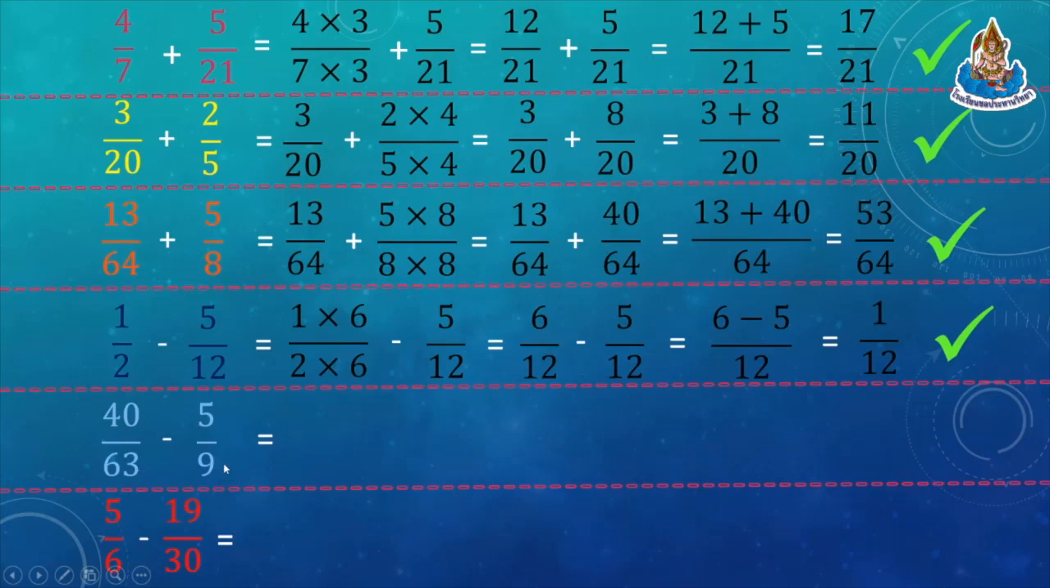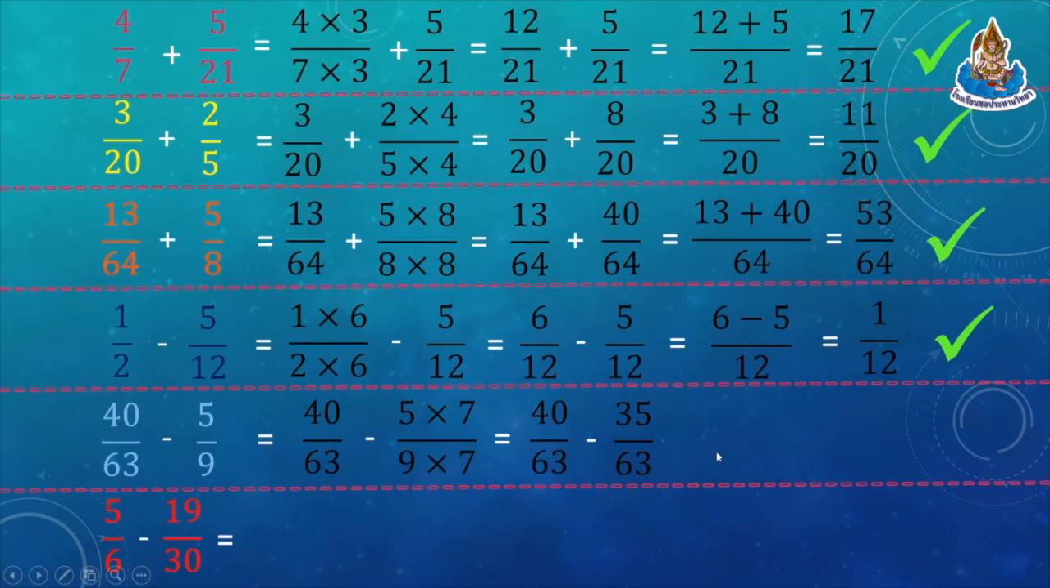So let's think from our multiplication table. What do we need to multiply with 9 to make 63? I think it's 7. So we multiply 9 times 7, at the same time 5 times 7. 5 times 7 is 35. 9 times 7 is 63.